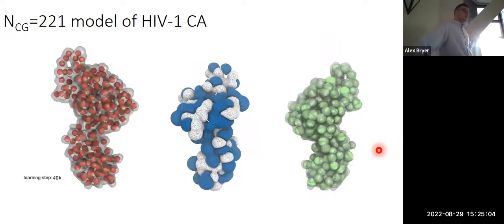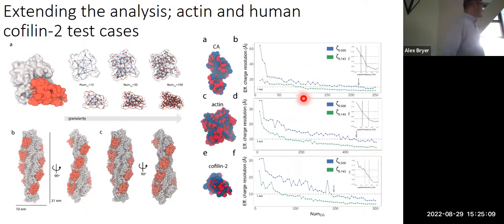Good question. So that's what we were starting to get at with this analysis. We wanted to see for very different structures, actin and coupling are very different from each other, which are both very different from CA, if there was a golden rule. I can't answer that just yet. We need to really test this with more than three or four test cases to be able to say for certain. But generally, if you get more granular than 15 atoms per bead, I'd say that's a pretty safe bet.